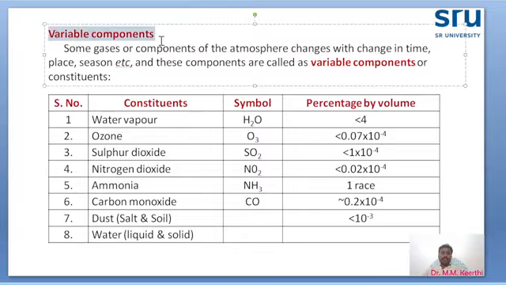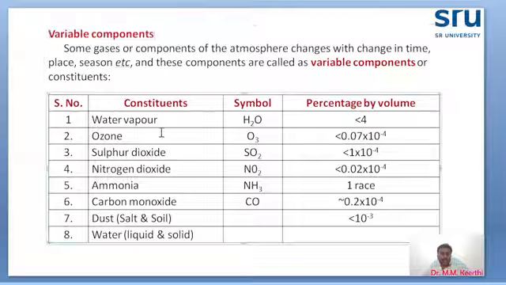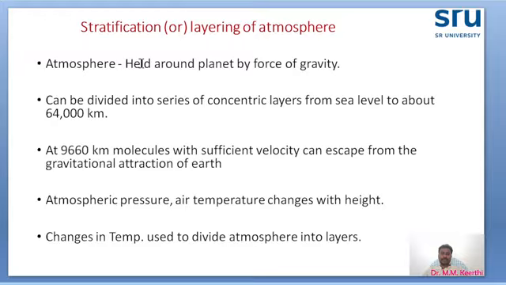And variable components are those that vary from place to place, time to time, season to season. What are these? Water vapor, ozone, sulfur dioxide, nitrogen dioxide, ammonia, carbon monoxide, salt, soil, and water in liquid or solid form. These all vary from season to season, time to time, and place to place. That is why they are called variable components.